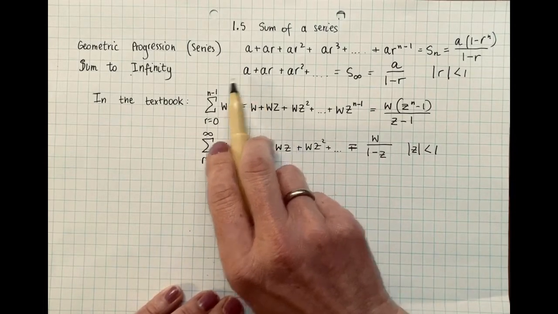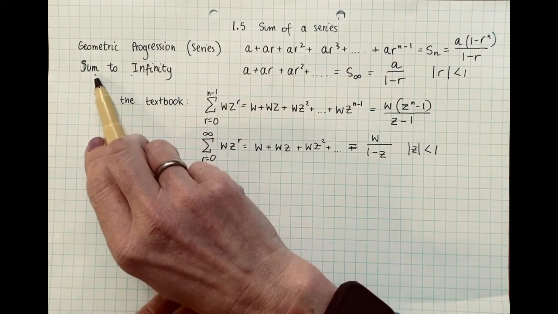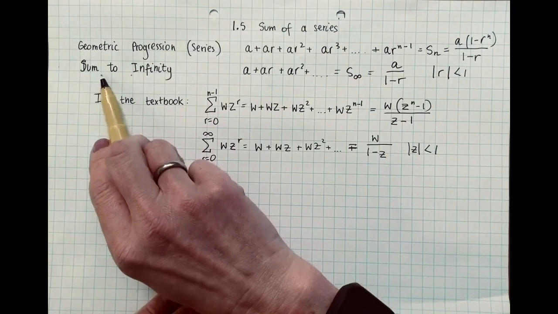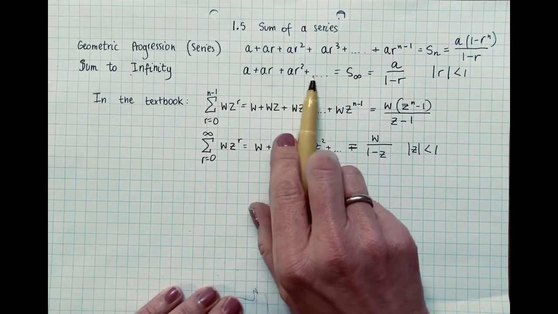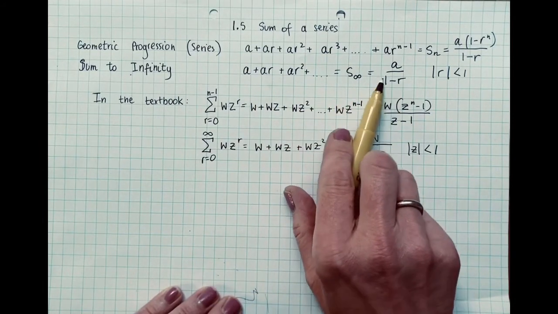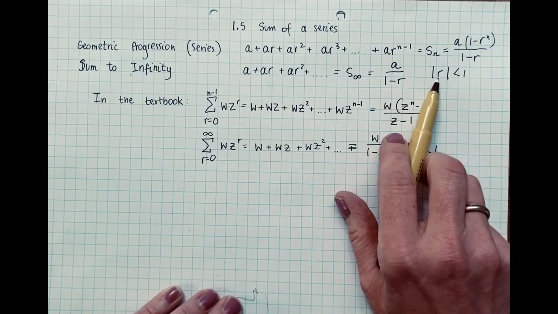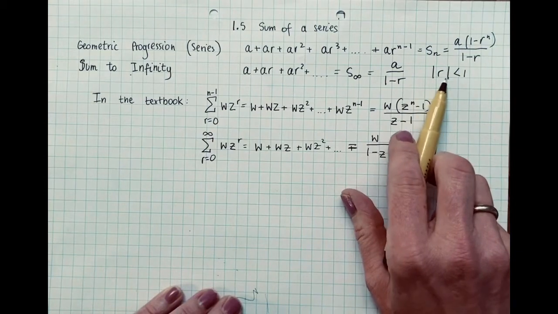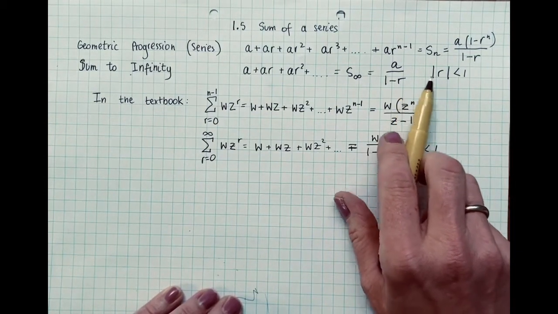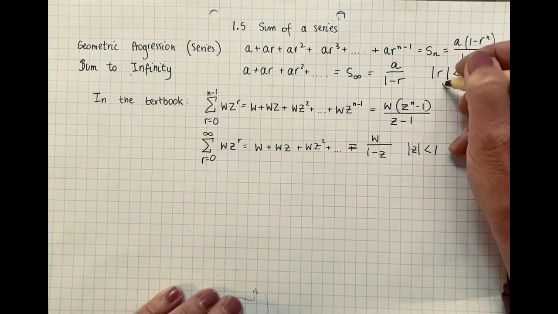Then you also remember from the Pure Year 2 chapter, the sum to infinity of a geometric series is simply A over 1 minus r, provided the common ratio is between minus 1 and 1. If it's between minus 1 and 1, then this series is convergent.